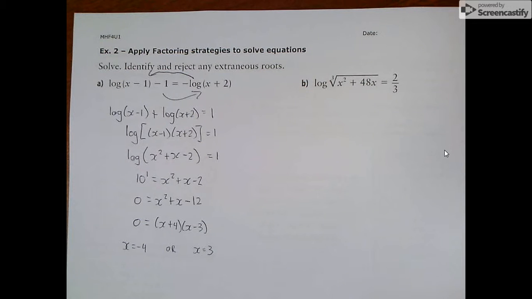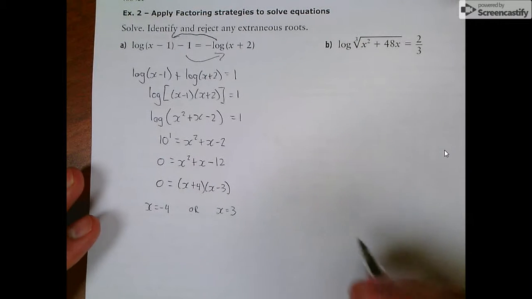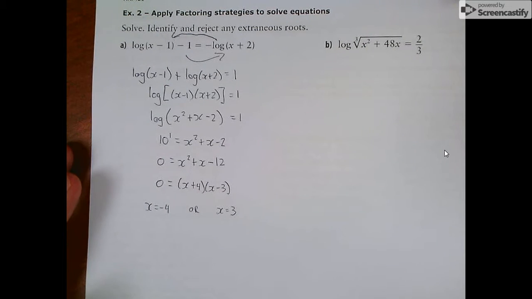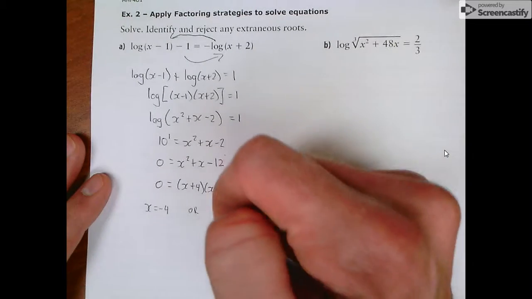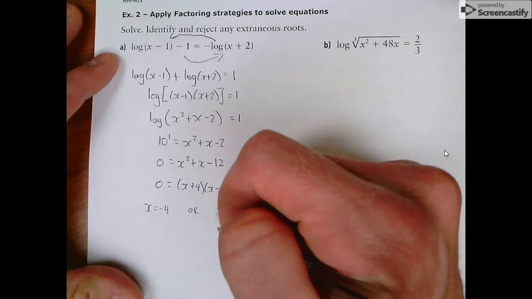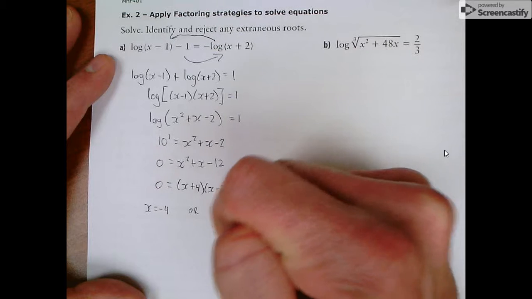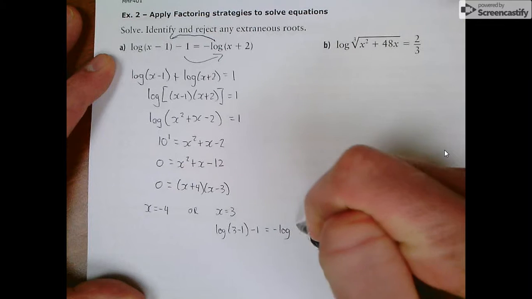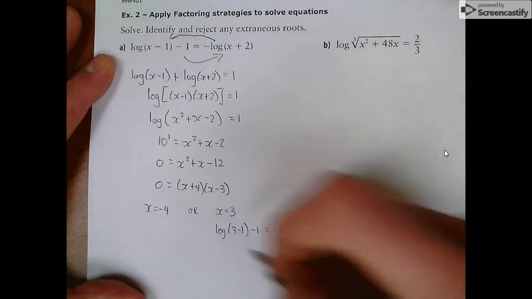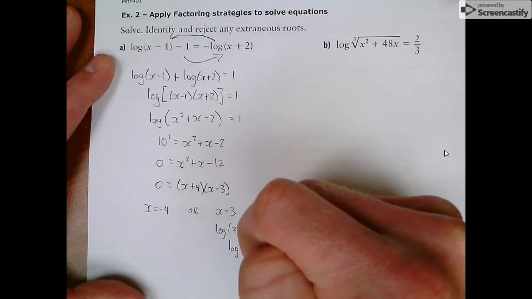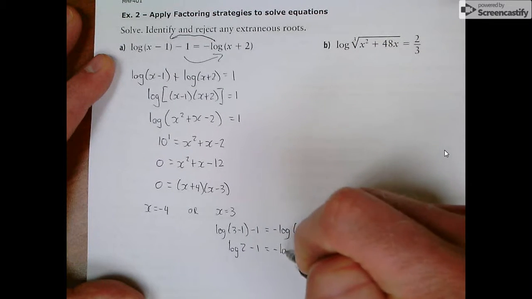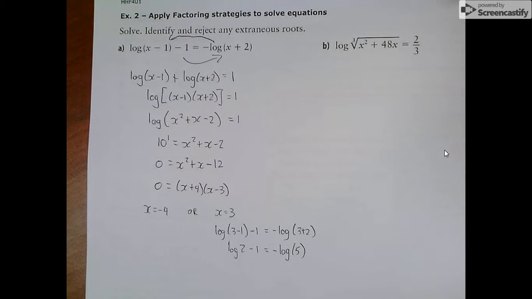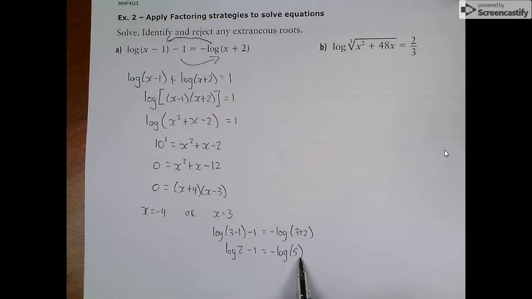And now we have to test each of them back in the original equation, because if we pop these into the original equation, what we'll find is that some work and some don't. So we will pop the x equals 3 into the original equation to get the log of 3 minus 1 is equal to negative log of 3 plus 2. And this works out to be the log of 2 minus 1 equals the negative log of 5. And we'll notice there's nothing shady happening here. Everything works. They're both positive inside the logs, so we're good.